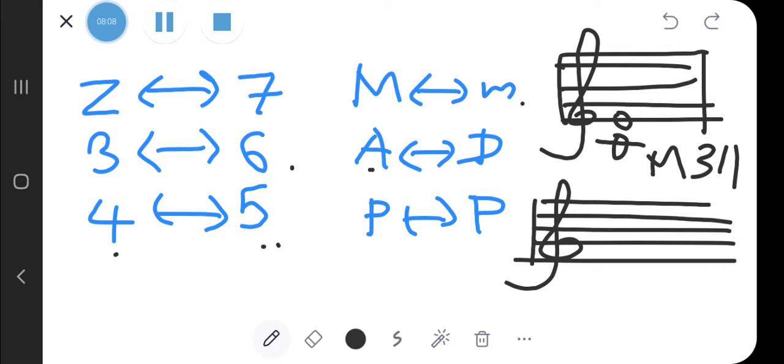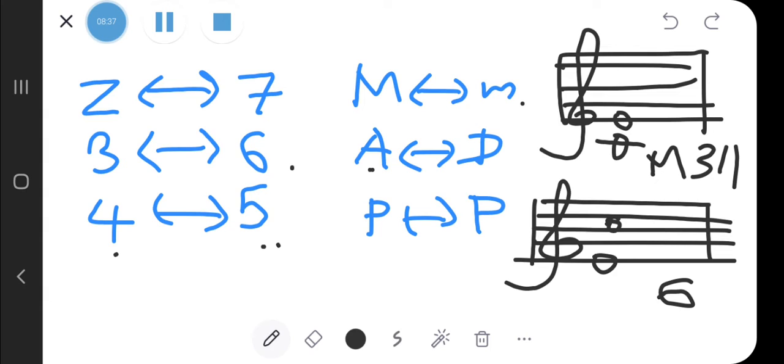We'll keep E here and put C here. Count and see: E, F, G, A, B, C. Yes, it's a sixth. And I said it would be a minor sixth. Major third would be a minor sixth.